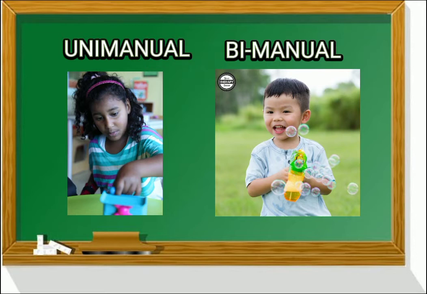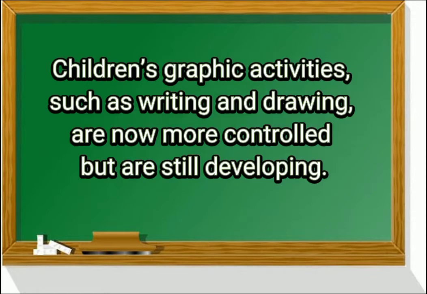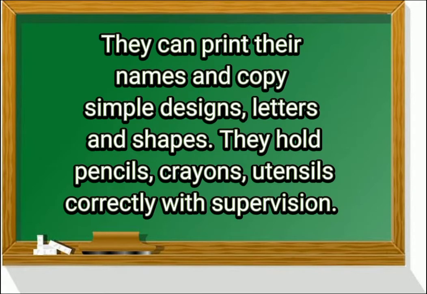Let us differentiate between unimanual and bimanual. Unimanual only requires the use of one hand, while bimanual requires the use of two hands. In performing bimanual activities, the tasks become easier. Children's graphic activities such as writing and drawing are now more controlled but are still developing. They can print their names and copy simple designs, letters, and shapes. They hold pencils, crayons, and utensils correctly with supervision.